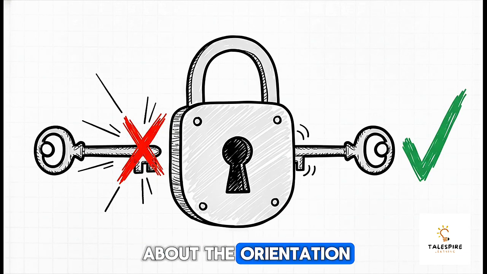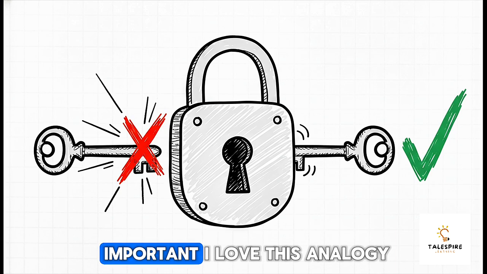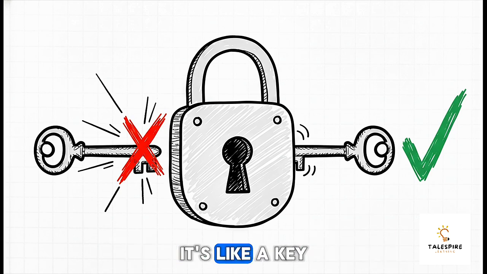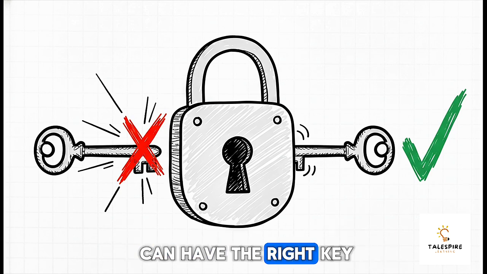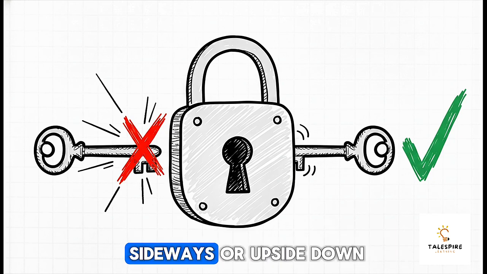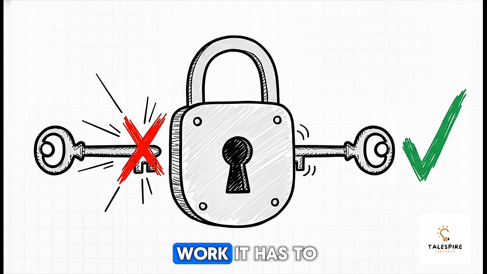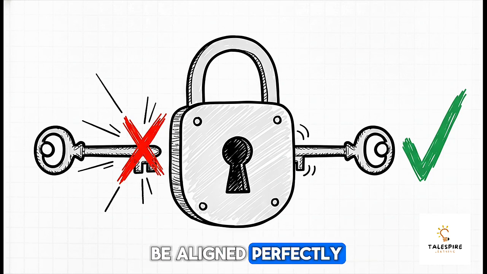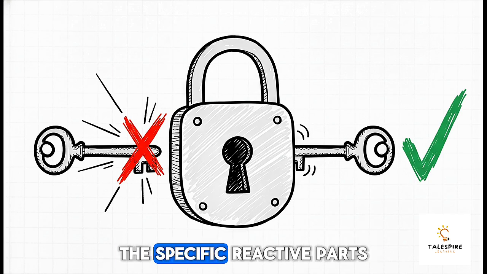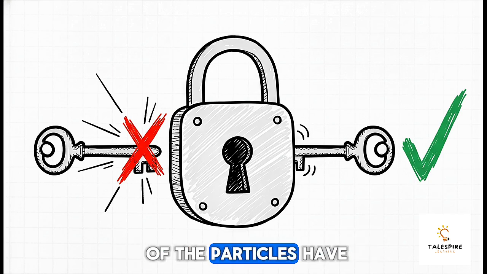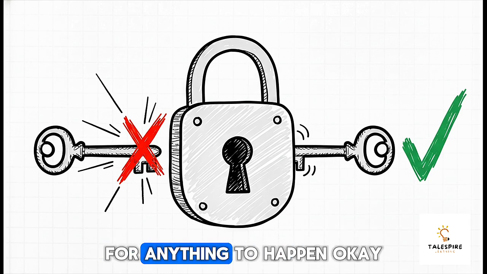And what about the orientation? Why is that so important? I love this analogy. It's like a key in a lock. You can have the right key, but if you try to stick it in sideways or upside down, it's just not going to work. It has to be aligned perfectly. Molecules are the same way. The specific reactive parts of the particles have to line up and meet for anything to happen.